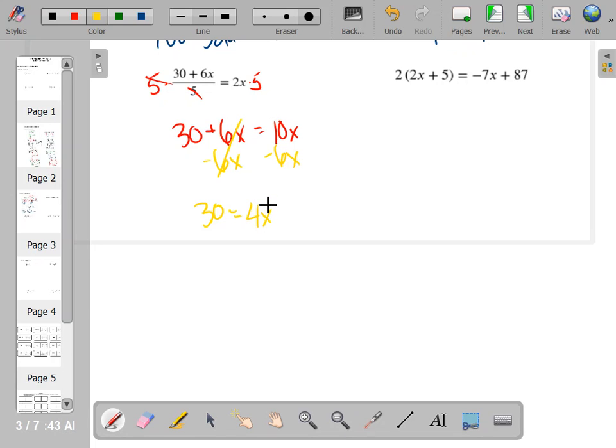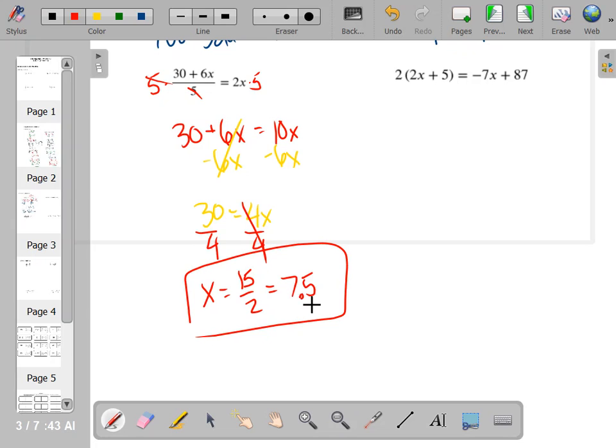So now the last thing that I need to do is go ahead and divide both sides by 4. And if you divide this side, 30 divided by 4, you could write it as 15 over 2 as a reduced fraction, or you could write it as a decimal, 7.5. Those answers are both okay. If it specifically says give me a fraction or a decimal, then make sure you pay attention to the directions.